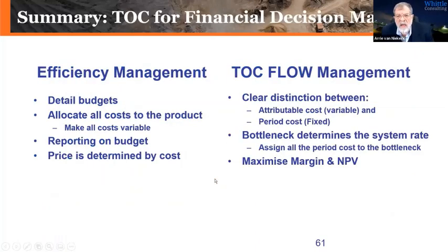And this is the clear distinction between them. We make a clear distinction between attributable cost and period cost. And then the bottleneck determines the flow rate of the system. So if you want to allocate costs, you allocate it to the bottleneck, because the bottleneck determines the rate of the system. And that helps you to make some really good financial decisions.